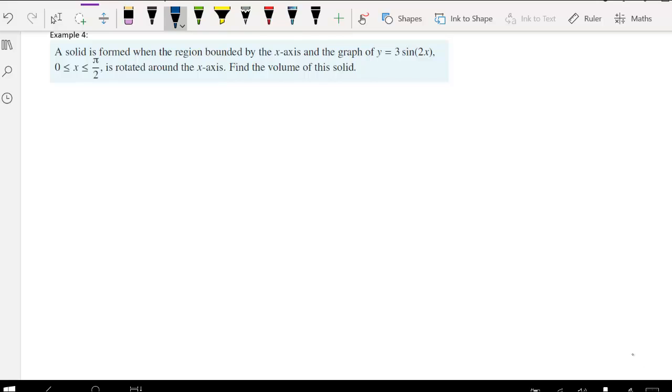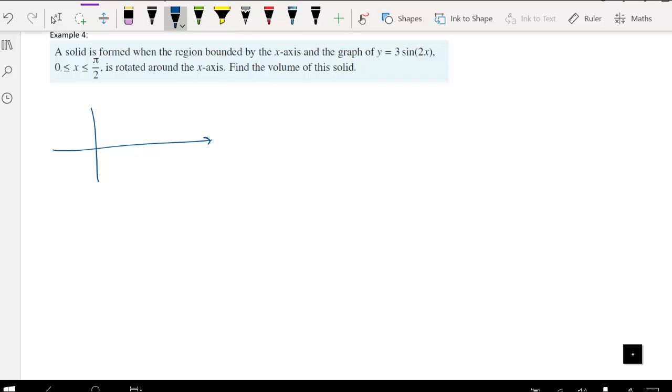Okay, so in this example, we're looking at the solid formed when the region is bound by the x-axis and the graph of y is equal to 3 sine 2x. So that means we're going through the first half of a sine graph because the period is halved.